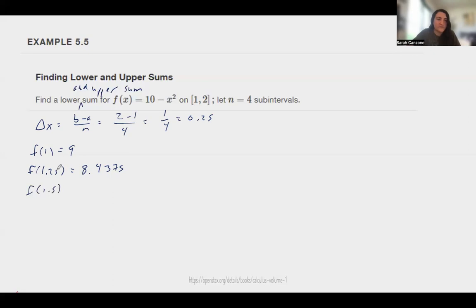f of 1.5, because we've added another 0.25, is going to be 7.75. If you were asked to find anything like this on an exam, you would be given values that you can compute without using a calculator, because again, you're not allowed to use a calculator. So you would be given values that maybe don't look like this. f of 1.75 equals 6.9375. And then f at 2, and we stop at 2 because that's the upper bound on this interval, is just 10 minus 2 squared, which is 10 minus 4, which gives us 6.